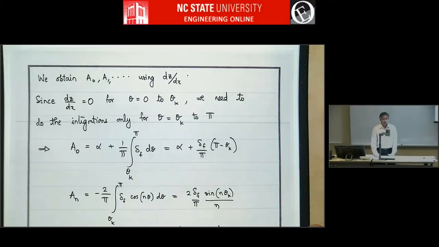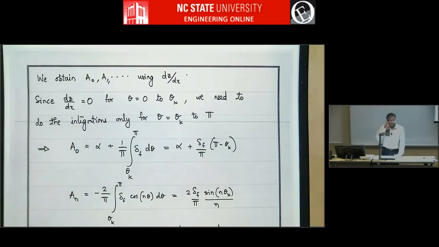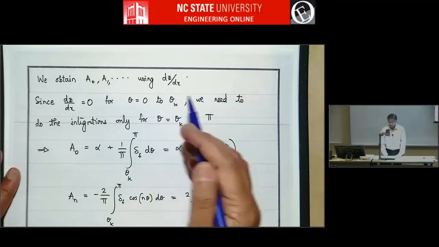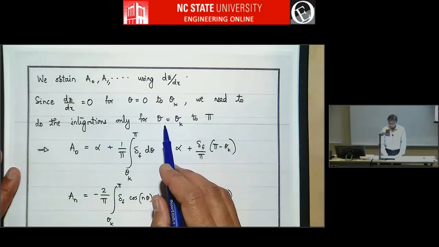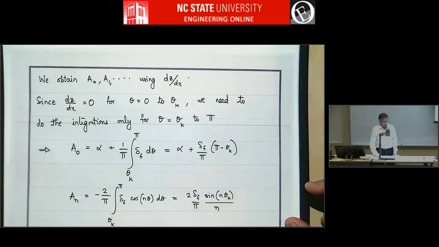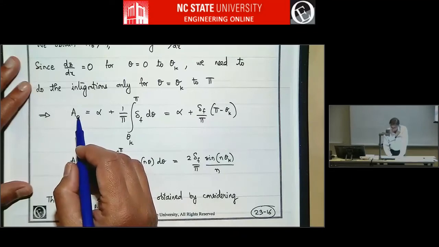Okay, so if this is not, I think if you go back and look at the thin airfoil theory equations, this will make sense. It's been a while since we did that. So dz/dx is 0 for the first part of the airfoil, from 0 to theta k. So we don't even need to consider that part. So we only need to do the integrations for theta equals theta k to pi. And so we go and plug that back into the equations.